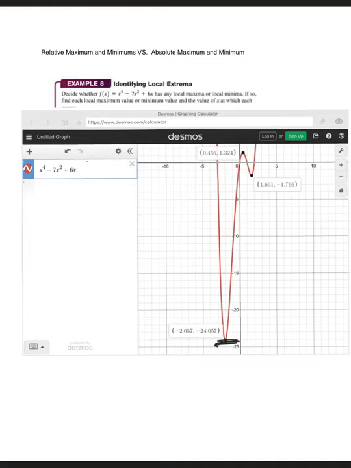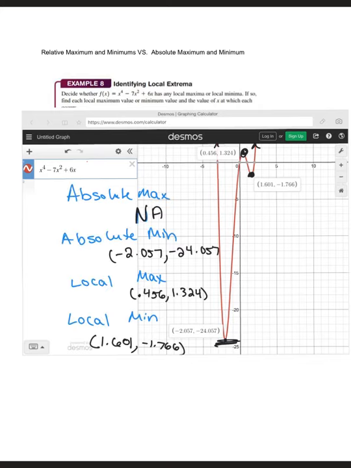So my absolute min is (-2.057, -24.057). Okay. Local max, do I have any type of peaks here? Absolutely. This would be my peak, and it is local because it is not the highest point, so I have (0.456, 1.324). Now local min, last but not least, this is a minimum, but it is not the bottom of my graph, therefore it is a local min, and that is (1.601, -1.766). And there is my last point.